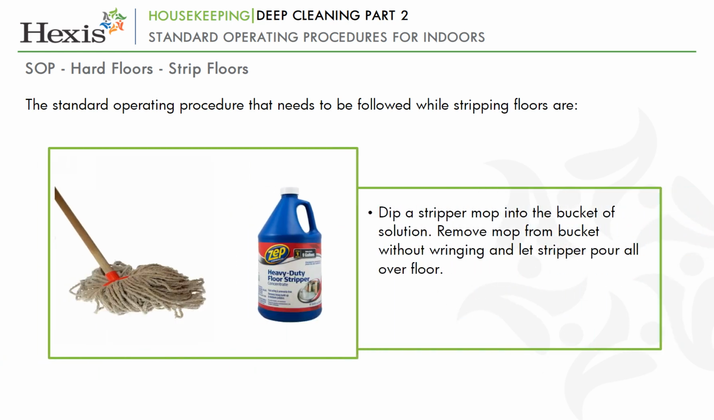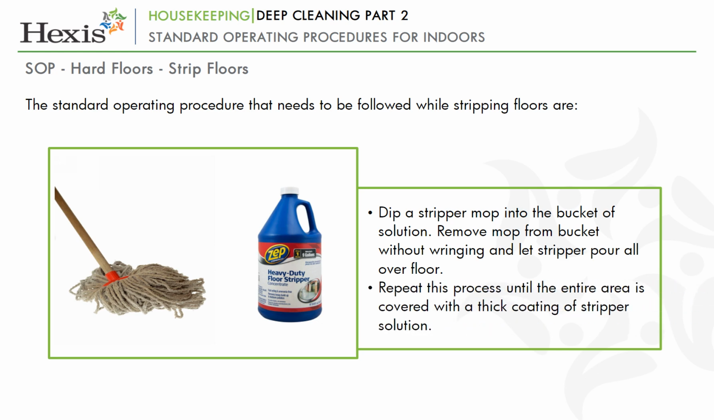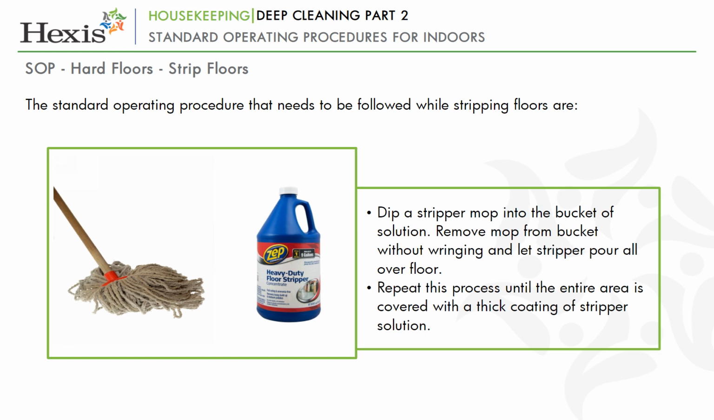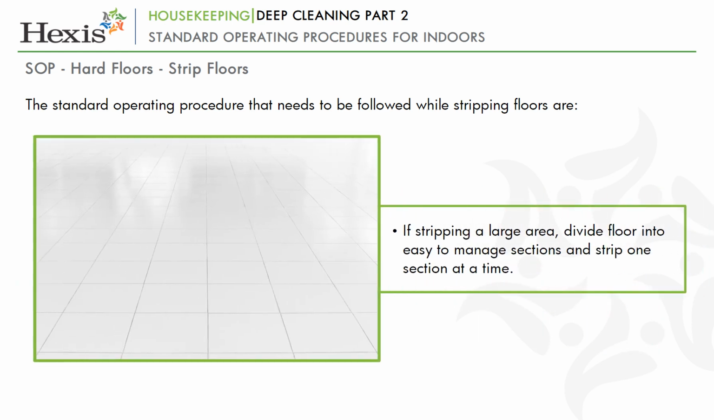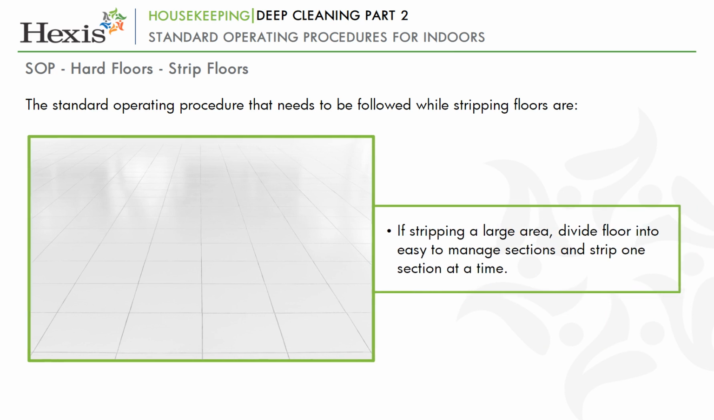Dip a stripper mop, old or used mops are okay, into the bucket of solution. Remove mop from bucket without wringing and let stripper pour all over the floor. Repeat this process until the entire area is covered with a thick coating of stripper solution. If stripping a large area, divide floor into easy to manage sections and strip one section at a time.